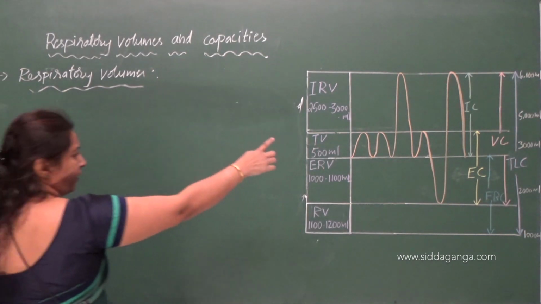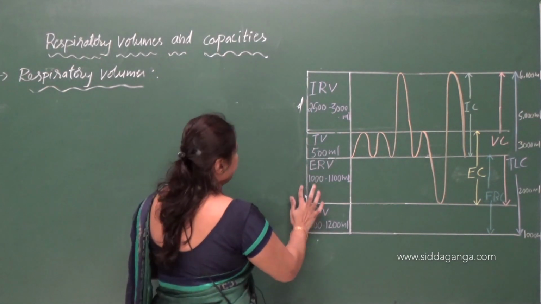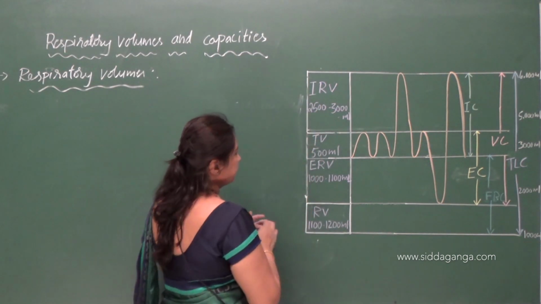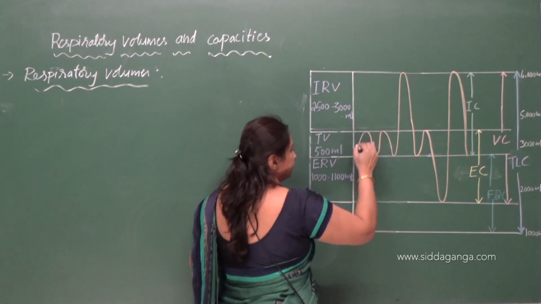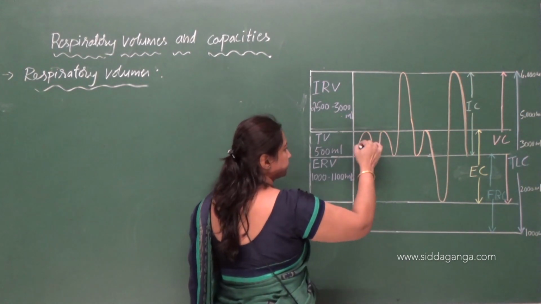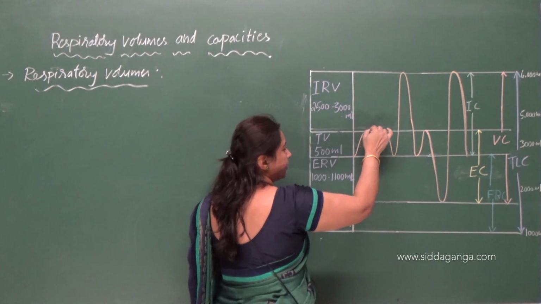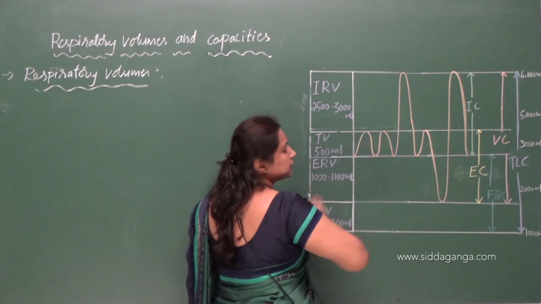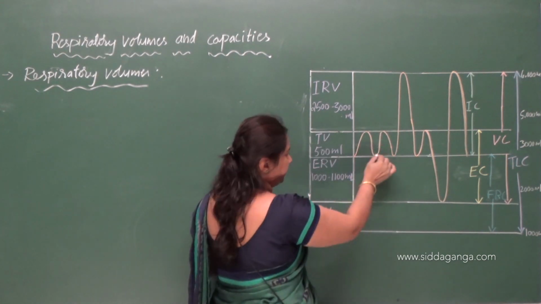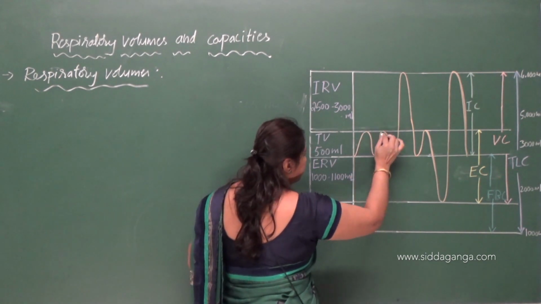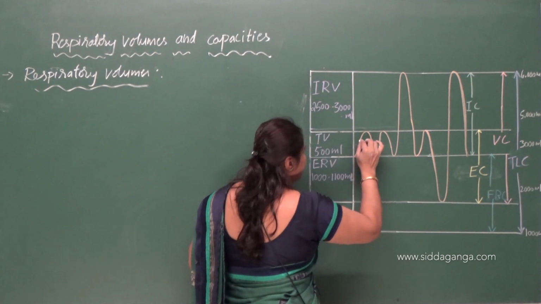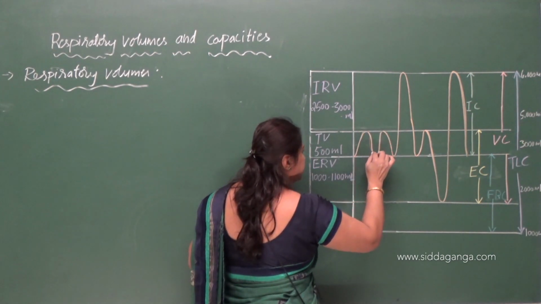this is the graphical representation of different respiratory volumes and capacities. See in this, the upward depiction is inspiration, and the downward depiction is called expiration. Okay. See here, this is normal breathing. So this is normal inspiration, normal expiration.